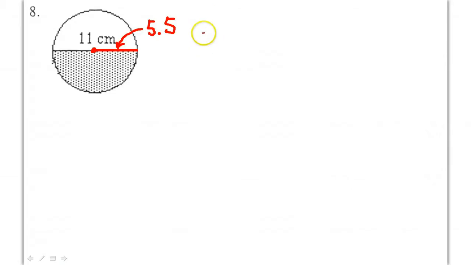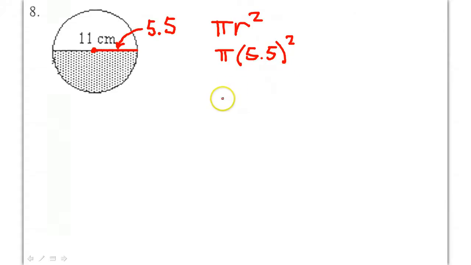So the area of a circle is pi r squared. So I could do pi r squared, but that's going to be pi times 5.5 squared. I might as well just get a decimal for this whole thing, so that's what I'm going to do. So this is pi times 5.5 squared. So that's going to give me 95.03.